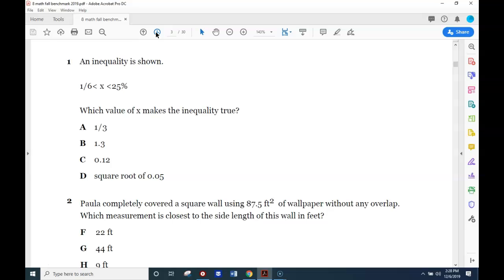A. 1/3, B. 1.3, C. 0.12, D. Square root of 0.05.